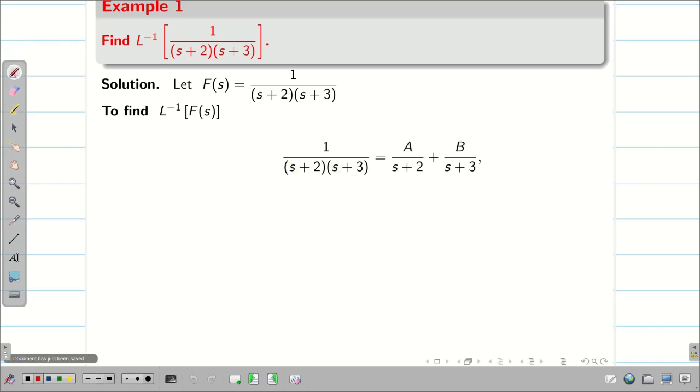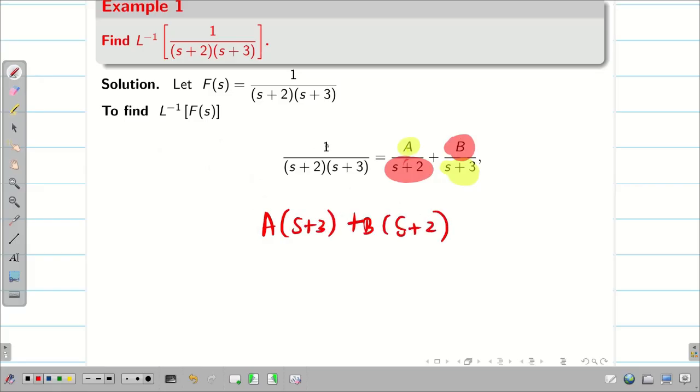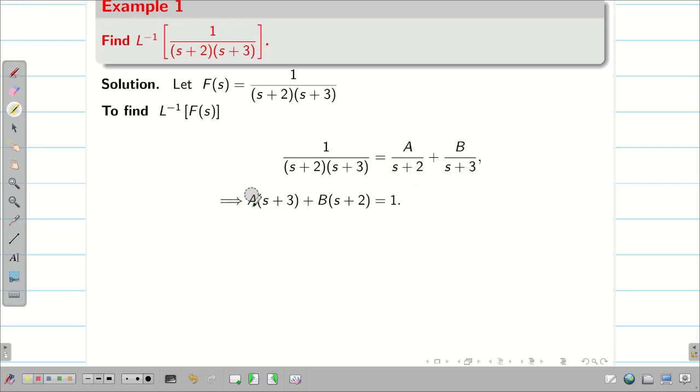Now we are going to write this as a by (s plus 2) plus b by (s plus 3). Now we have to take the LCM. Automatically the denominator will get cancelled. Don't be a school student writing all the denominators. So now a into (s plus 3), b into (s plus 2). I can write directly: a into (s plus 3) plus b into (s plus 2). We have the left hand side numerator 1, which I am writing on the right hand side. Done.